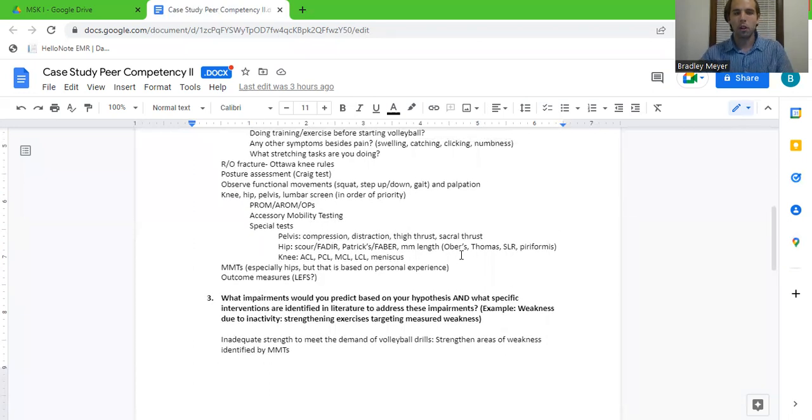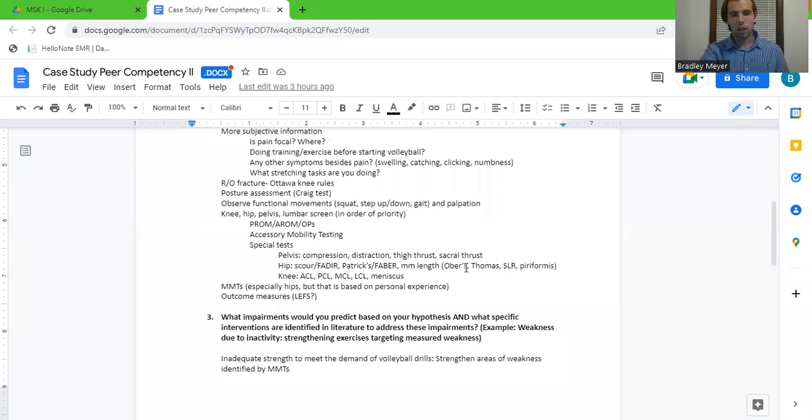Some special tests for the knee would include testing ligaments, so ACL, PCL, MCL, LCL, and also testing the meniscus. Some specific tests would be like Lachman or anterior drawer for ACL, posterior sag for PCL, valgus and varus stress test for MCL, and then maybe like a McMurray or Thessaly test for the meniscus.